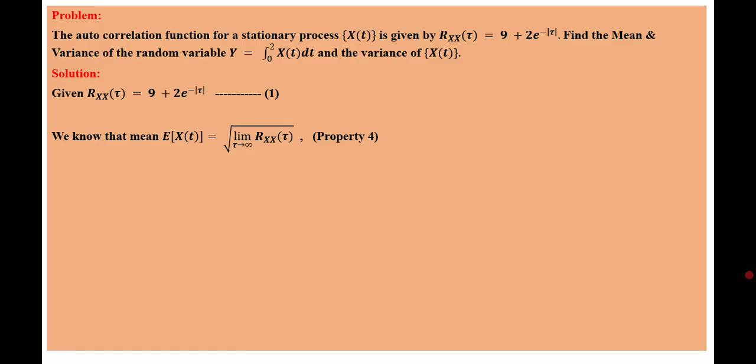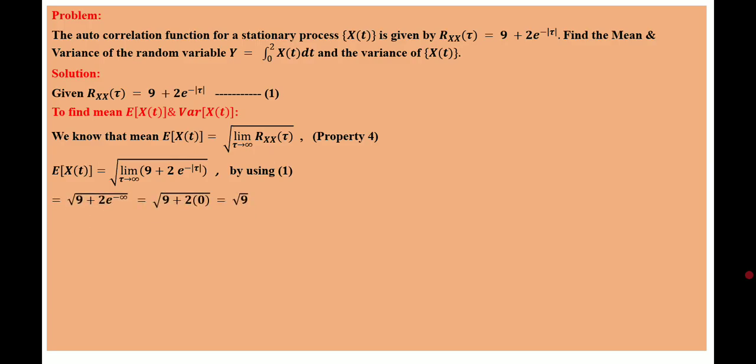We know from the property expected value of x of t is equal to root of limit tau tends to infinity R of tau. So we know R of tau is given as 9 plus 2 e power minus modulus tau. Replacing, we will get root of limit tau tends to infinity 9 plus 2 e power minus lambda tau. As the limit tau tends to infinity, e power minus infinity is 0, so you will get root 9, that is equal to 3. So the mean is nothing but 3, that is equation number 2.